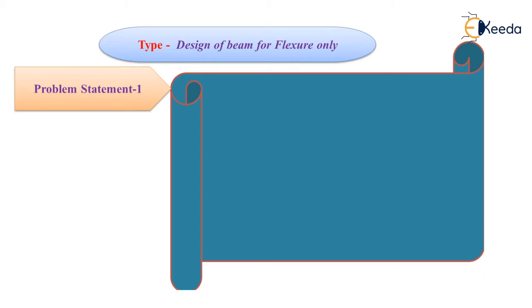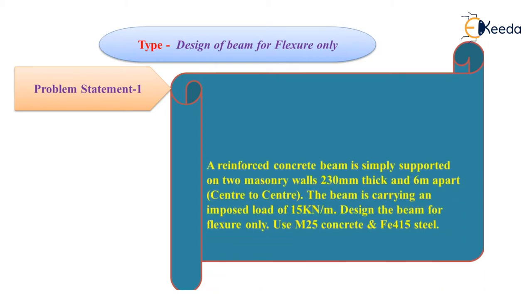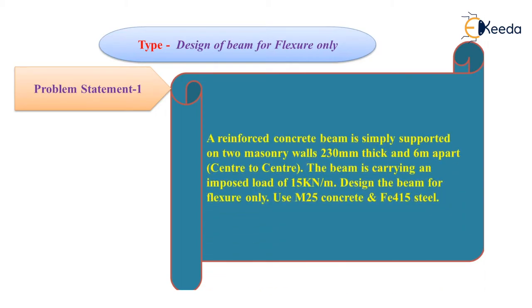Okay, so here we will take one example, and here is the problem statement. A reinforced concrete beam is simply supported on two masonry walls 230 mm thick and 6 meter apart center to center. The beam is carrying an imposed load of 15 kN per meter. Design the beam for flexure only. Use M25 concrete and Fe415 steel.